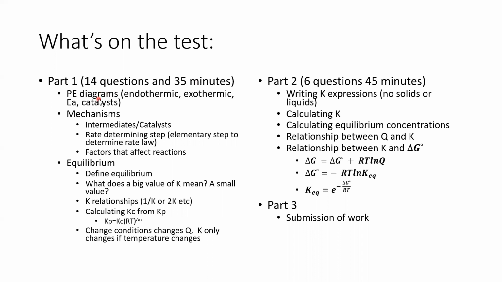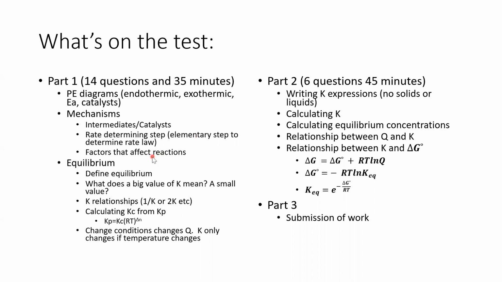So potential energy diagrams, endothermic, exothermic, activation energy, what catalysts do to the activation energy, reaction mechanisms. Knowing that intermediates are produced in one step of a reaction mechanism and consumed in another, or catalysts are consumed in the first step and then reproduced in another step. The rate determining step in a reaction mechanism can be used to determine the rate law. You use that elementary step, the molecularity, the stoichiometry, whatever the coefficients are, to figure out what the exponents are in the rate law.